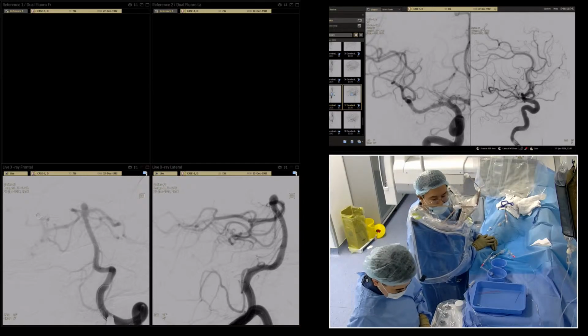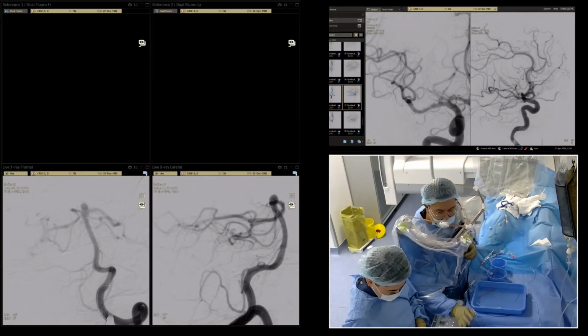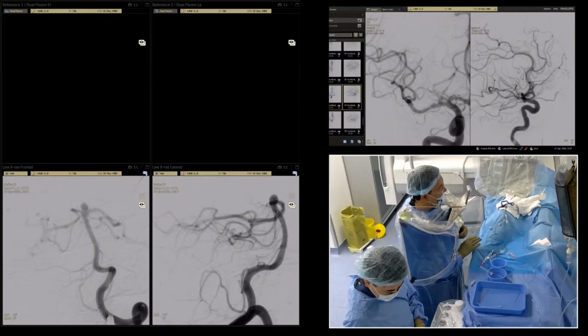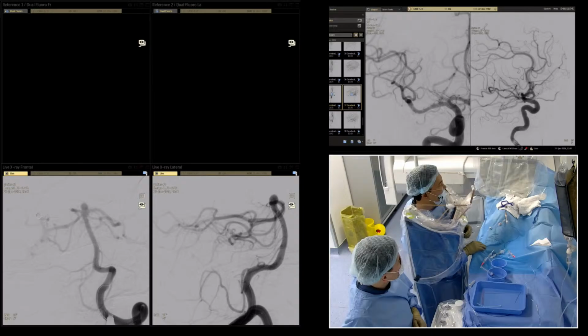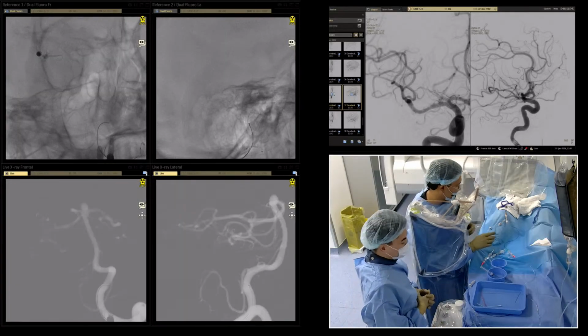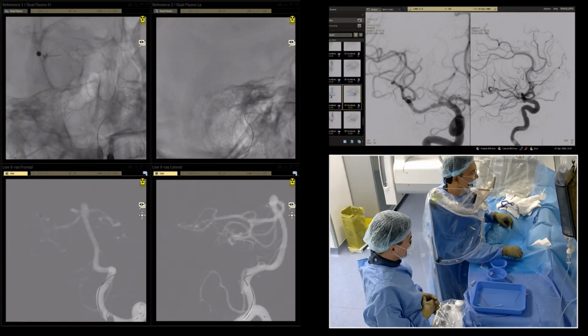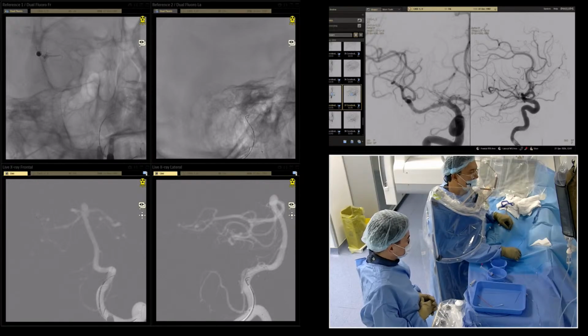This is navigate. Road mode, plus. Navigate. Smart mask. Okay. This looks like anterior spinal artery.